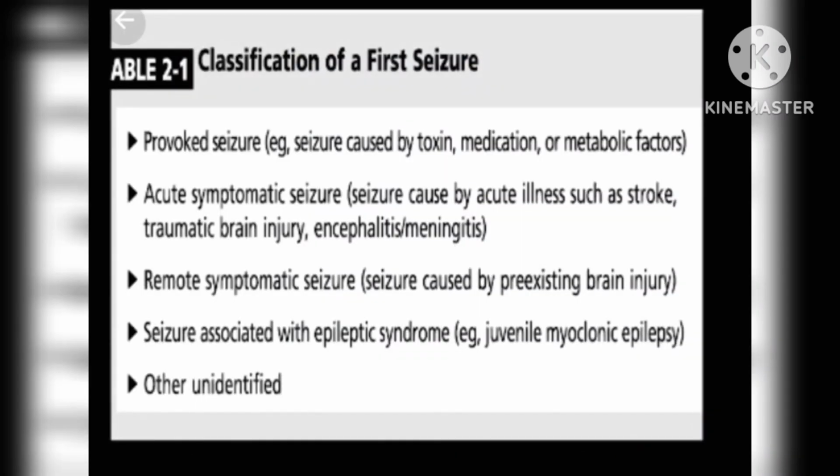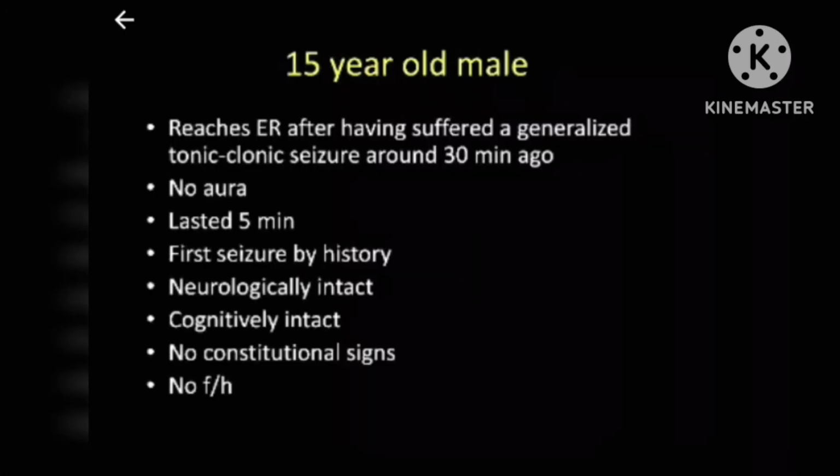So the classification of a first seizure: is it a provoked seizure? I told you already that it could be toxic, metabolic. Is it a symptomatic seizure because of a traumatic brain injury or encephalitis, an acute illness? Acute symptomatic is because of an ongoing damage to the brain. Remote symptomatic means some time ago there was a brain damage and that has recovered, but the seizure is a consequence of that. And finally, seizure associated with an epilepsy syndrome.